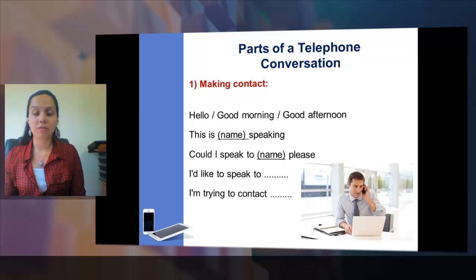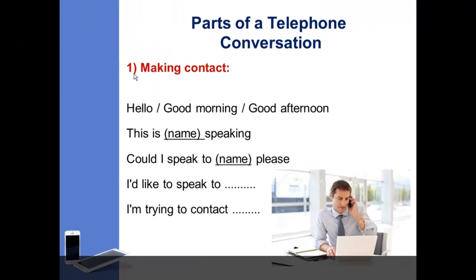So we have here parts of a telephone conversation. Number 1 is making contact. The first thing you're going to say is hello, good morning, good afternoon. This is, speaking your name. For example, this is Claire speaking. Could I speak to, please? For example, could I speak to Mr. Lopez, please? I'd like to speak to, or I am trying to contact Mr. Lopez, for example. Remember that I'd is an abbreviation of I would. I'd like to speak to is I would like to speak to.